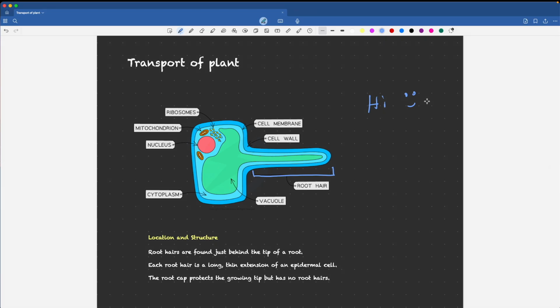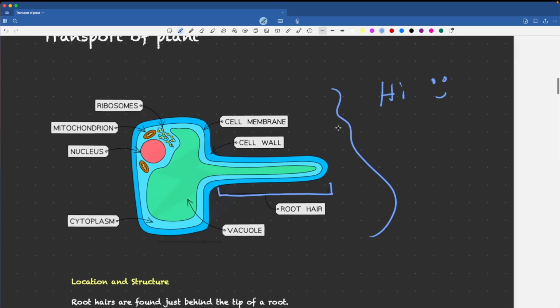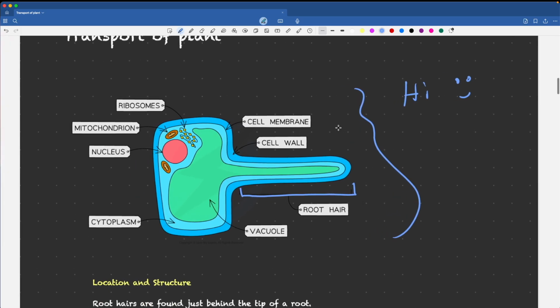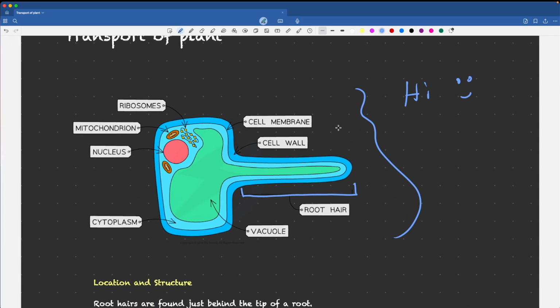Before going to understand how plants transport water and minerals, let's look at a diagram. Let me zoom out a little bit. As you can see, this is the structure of a root hair cell.